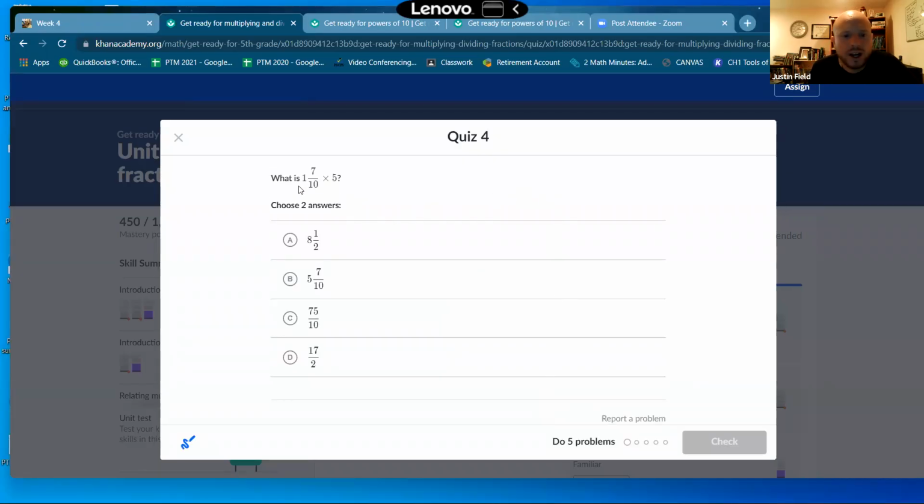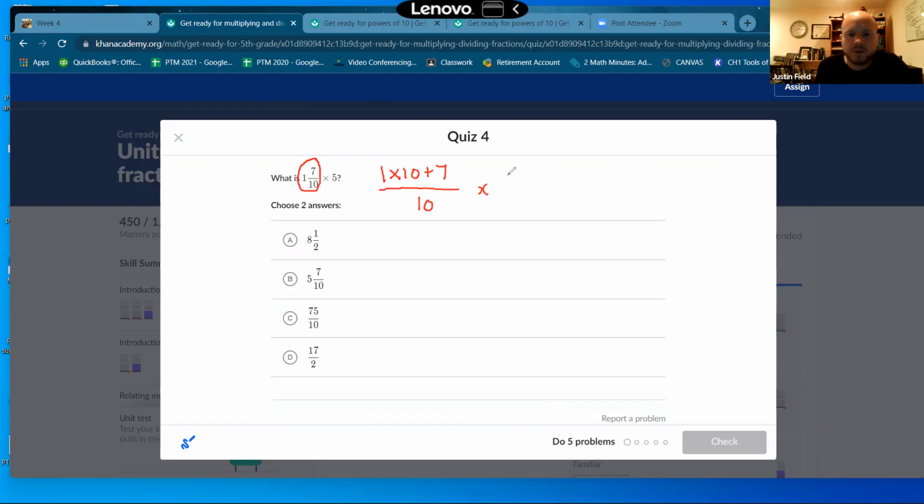All right. What is 1 7/10 times 5? Whenever I do this, I change my mixed numbers into improper fractions. So I'm going to do 1 times the denominator plus the numerator. So 1 times 10 plus 7 all over the denominator. And it's being multiplied by that 5, but now I better make it a fraction, so I'll do 5 over 1. All right, so here we go. 1 times 10 is 10 plus 7 is 17. So now our problem becomes 17/10 times 5 over 1.